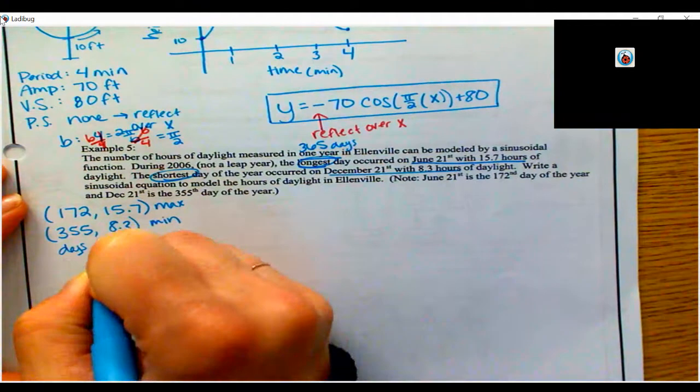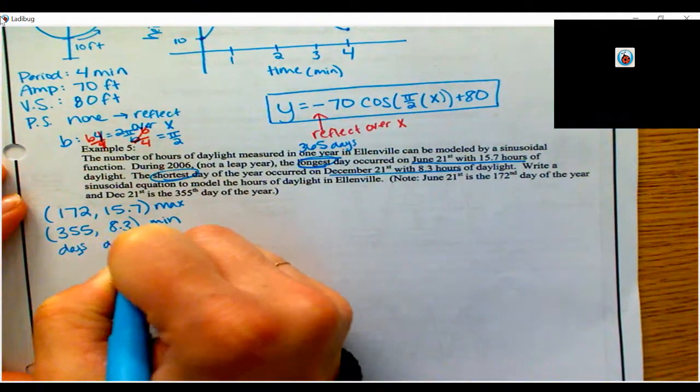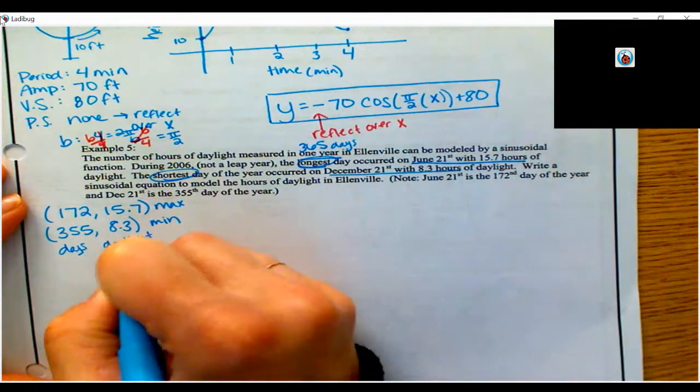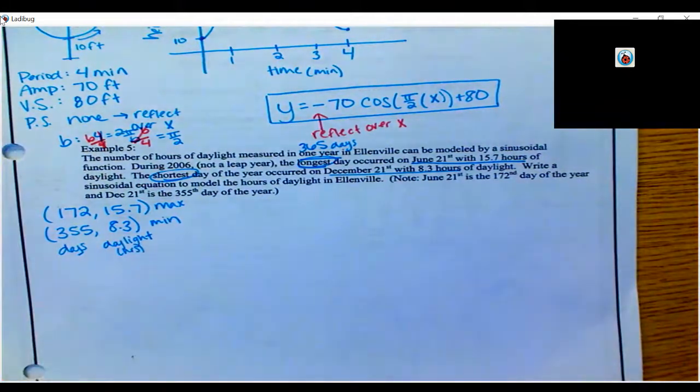Hours of daylight. In hours. You can write it like that if you want to. So you have to distinguish all that information.